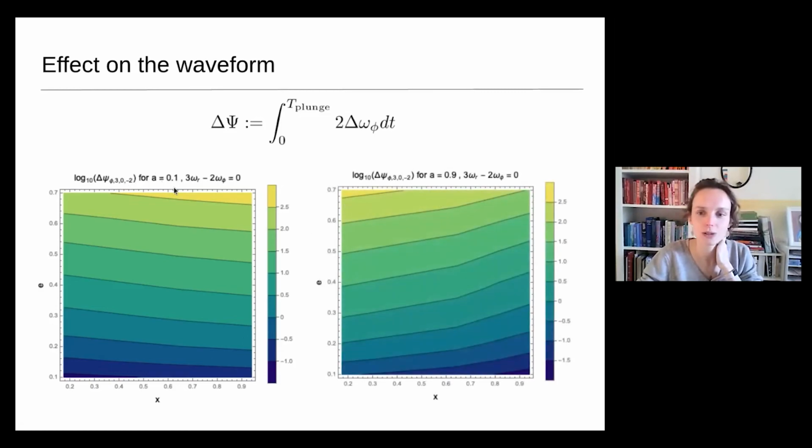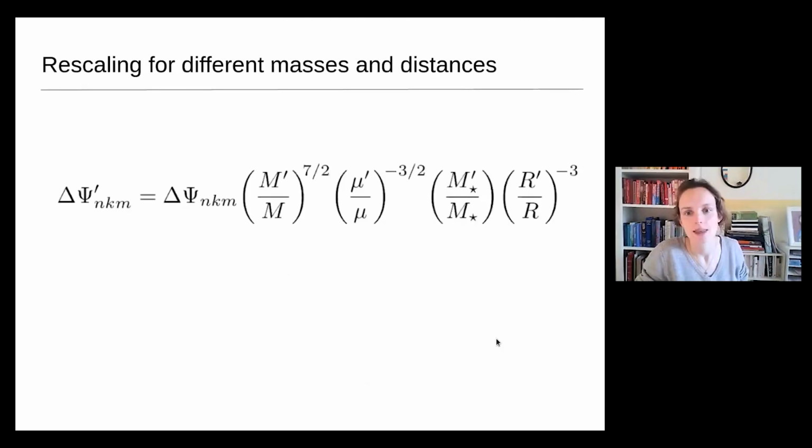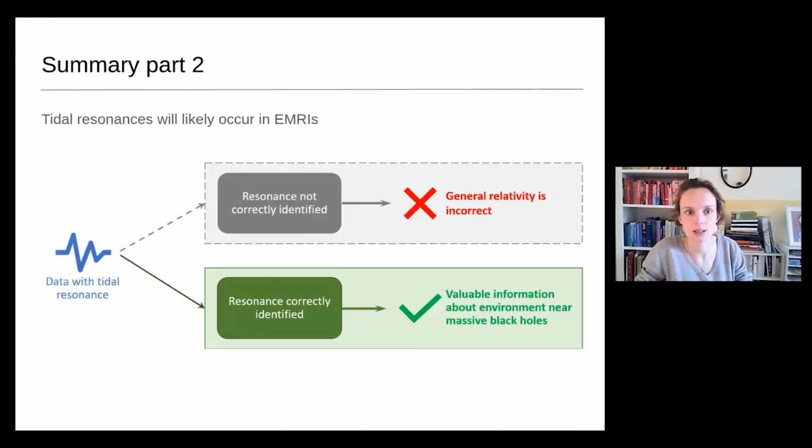So, this was for a slowly spinning black hole. For a fast spinning black hole, the shape of the curves changes a bit, but the essential takeaway is, again, as long as we're larger than -1, this is observable. So pretty much across the parameter space it is. And this is the formula to tell you how to rescale it if you want to know the phase difference for different masses and distances.